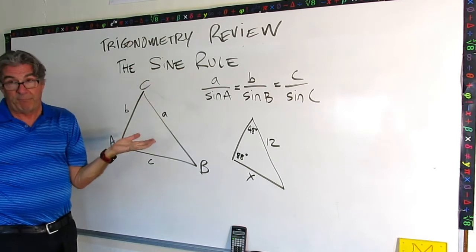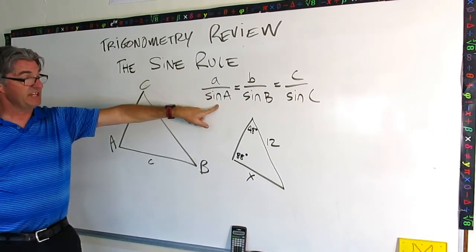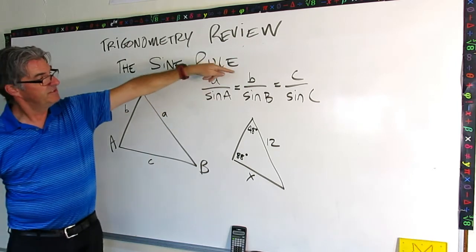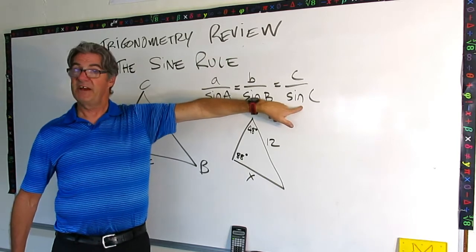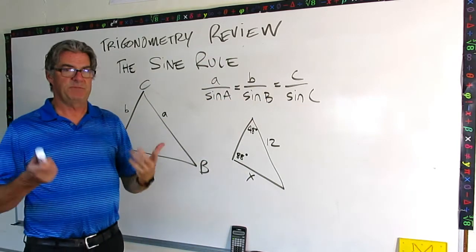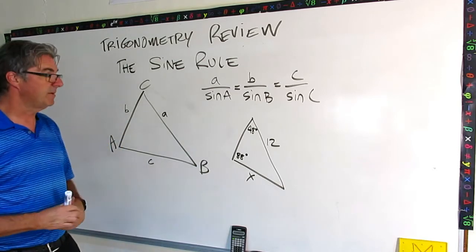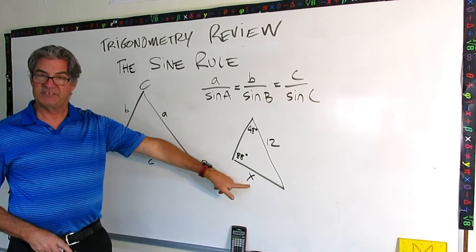The rule is pretty simple. Side a over the sine of angle A is the same ratio, equal to side b over sine B, which is also equal to side c over sine of angle C. Pretty straightforward ratio. I watch you guys doing it in class. People seem to get it pretty quick. So let's just do one problem. Here's a triangle. I want you to find x.